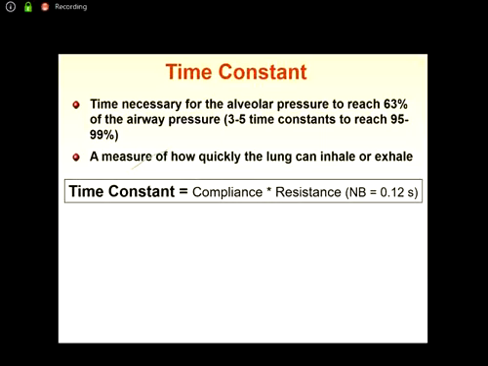Now as you can see in the formula, when your compliance is high and your resistance is also high, your time constant will be very, very long. When your compliance is very low and your resistance is very low, your time constant will be very, very short. This is extremely important when we ventilate babies. You need to be sure that you use the right inspiratory time and the right expiratory time to avoid problems when you ventilate.